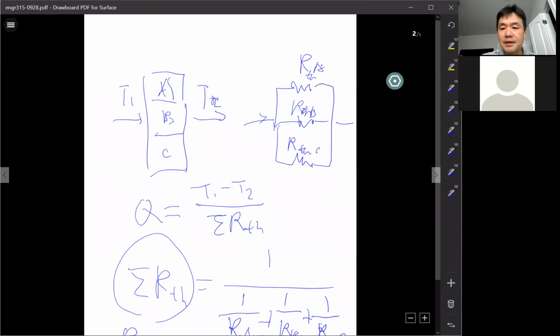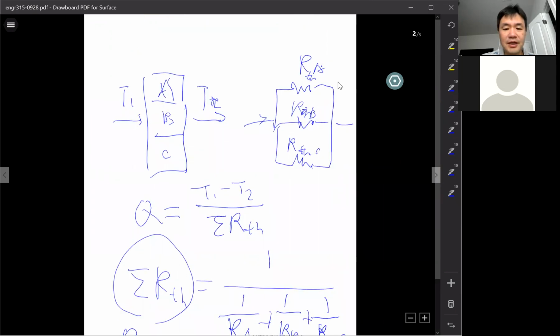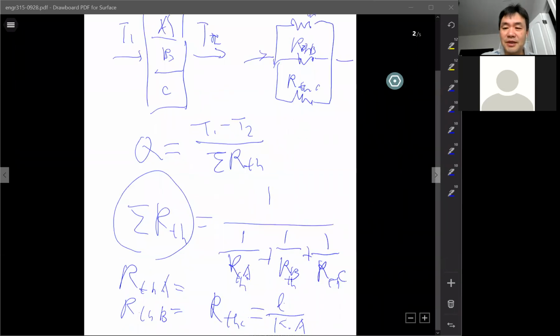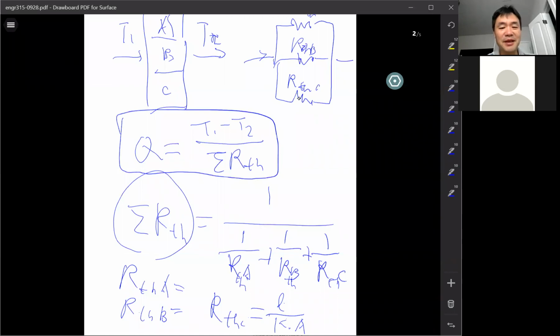For the convenience in the calculations, both conduction and convection can actually share the same equations if we use the thermal resistance idea. So this seems like a better equation for everybody to remember, right? Heat transfer rate just equals delta T divided by that resistance.